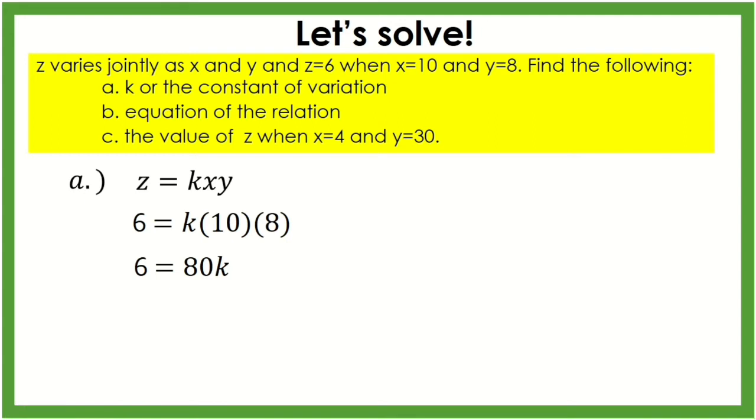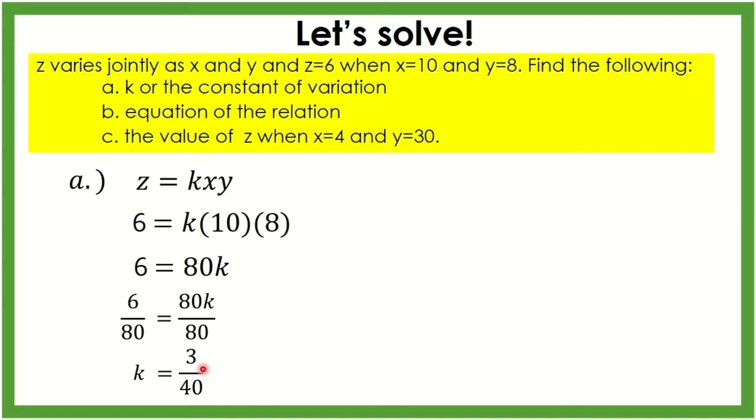After that, divide natin both sides by 80 or imumultiply both sides sa 1 over 80. Okay, so divide natin both sides by 80. We have 6 over 80 equals 80 times K over 80. We have K equals 3 over 40.